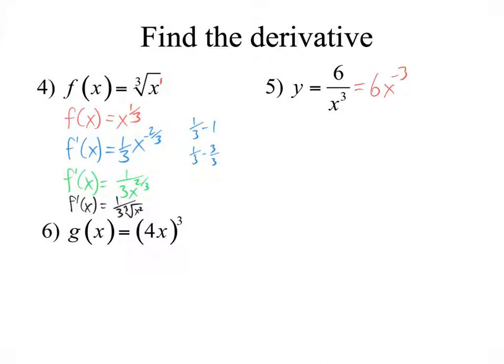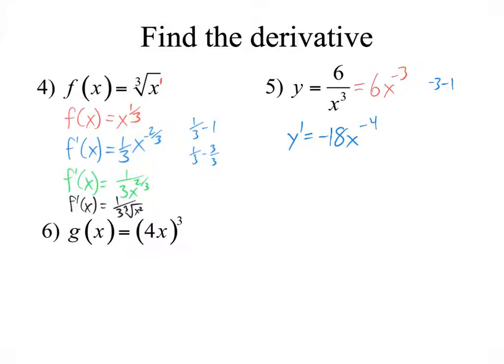Now you can apply the power rule. So y prime is equal to 6 times negative 3 is negative 18. X to the, whoa, be careful here. A lot of people mess this up. Negative 3 minus 1 is not negative 2. Negative 3 minus 1 is negative 4. Be careful of that. It's a common mistake. People manage wrong. So just be careful.